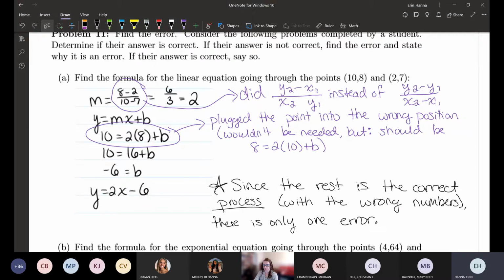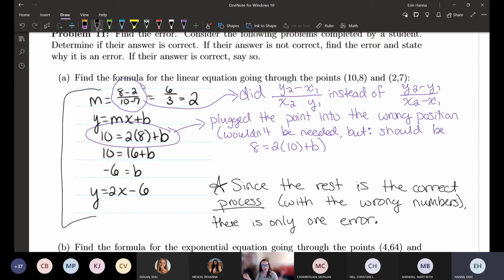And here's the thing that you're supposed to be looking through. If you start looking through it, the first thing you should notice is that the slope is found incorrectly. So they find the slope incorrectly, so you would note that as an error. But then for the rest of it, you're going to assume, okay, if 2 was the correct slope, do they do everything else correctly?